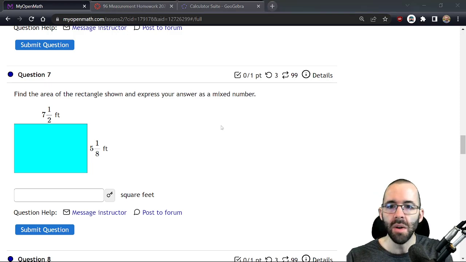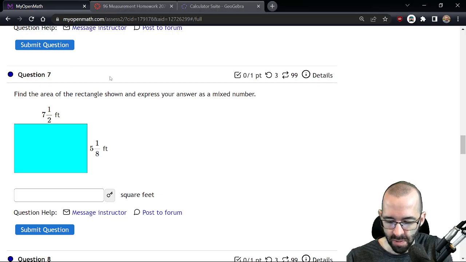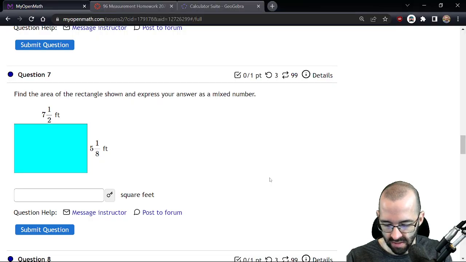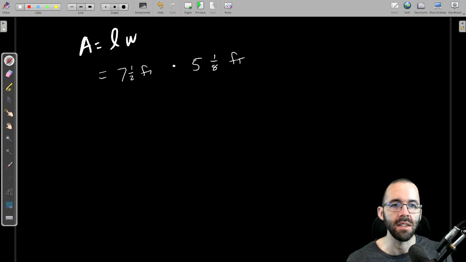So we know area is length times width for a rectangle. In that case, that's going to be 7.5 feet times 5 1/8 feet. Our answer is going to be in square feet because we have feet times feet, and that's what squared is: something times itself. So be careful when you multiply mixed numbers.